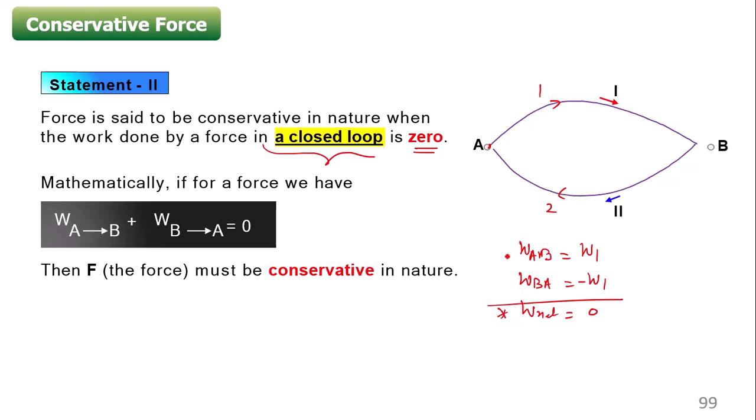So instead of moving along a defined path, I choose to move along a closed loop; any kind of loop may be there. Along the loop I am moving from A to B, and again coming back from B to A. If in that situation the total work done is 0, then I can say the force is conservative in nature. So that is the second statement.